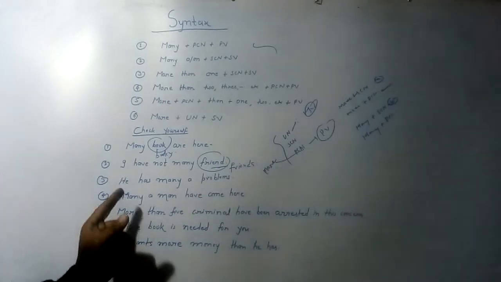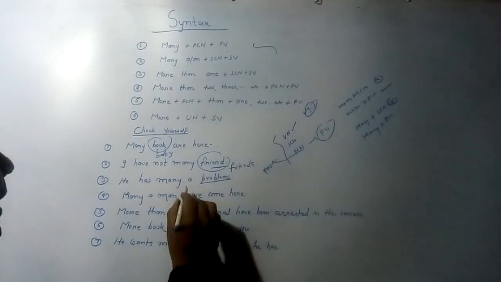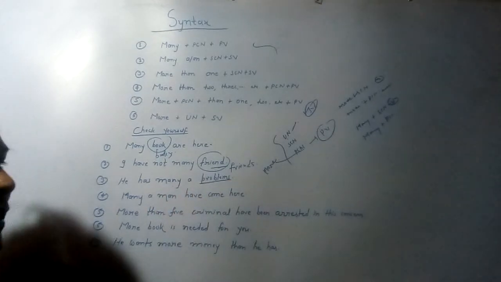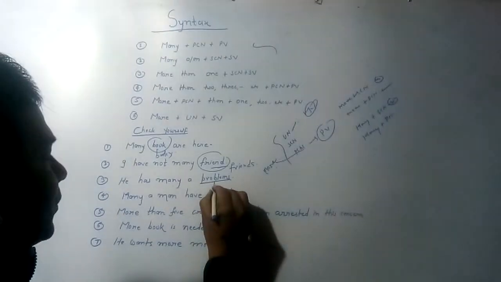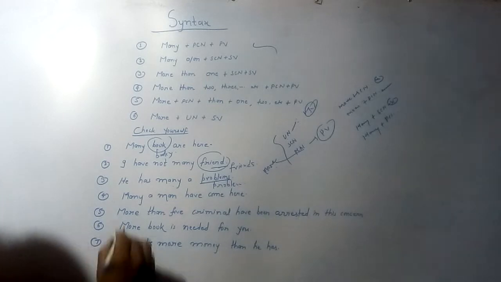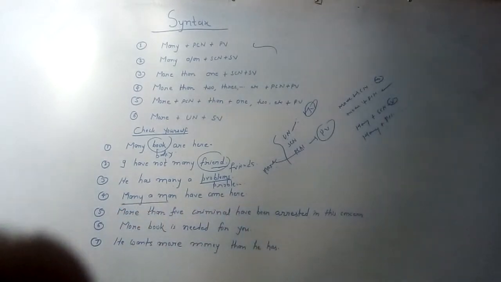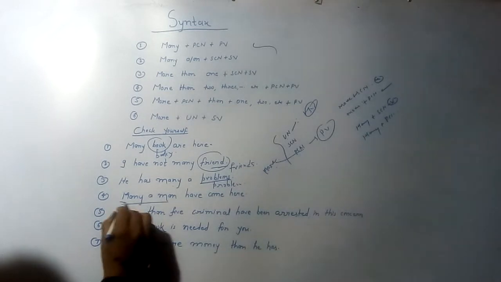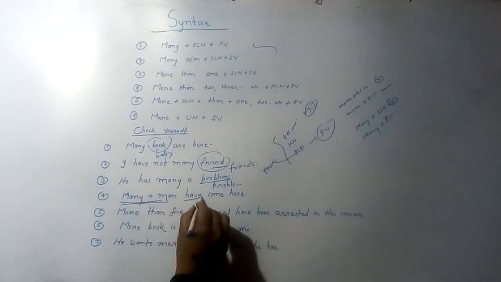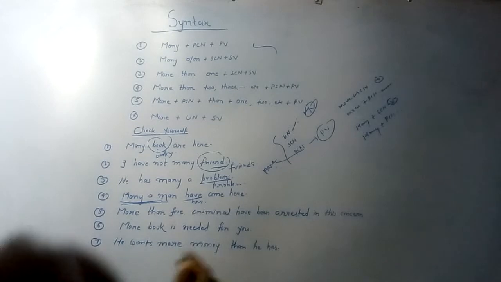Okay, now: he has many problems. You don't use problems after many a, you can use a singular countable noun. So in this case you can use problem. This is the right structure. Many of men have come here. In this case, many of men, what do you mean by many of men? Suppose you are using many of men, in this case you can use has. Okay, many of men, this is the right structure, but you can use the singular verb has here.